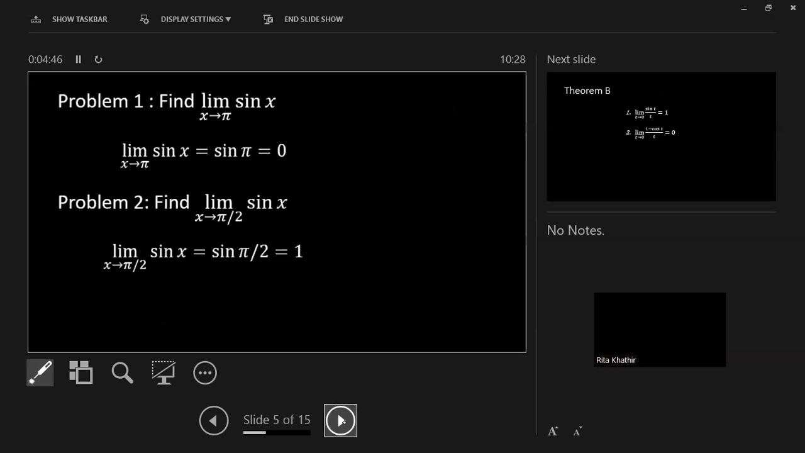Now we start to think about the first problems. Our first question: find the limit as x approaches p of sinus x. Learning from the rules, we can use rule number one. Following that rule, the limit as x approaches p of sinus x equals sinus p. And if you remember the fingers, this equals 0. That's why sinus p is 0.